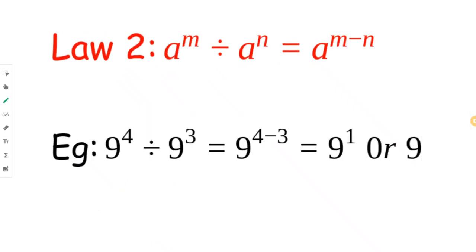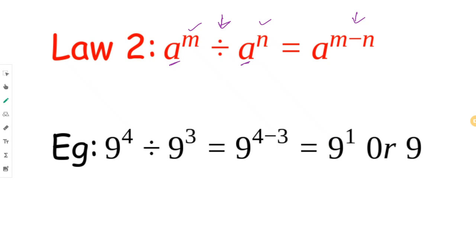Law 2. The first law was multiplication, now it is division. Almost the same thing. You will notice the bases are the same, but the powers are different. Now because it is division, you have to subtract the powers, m minus n. The first was m plus n, but now it is subtraction. So let us do an example.